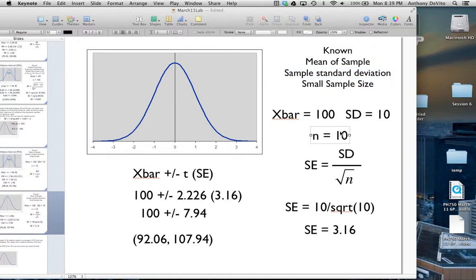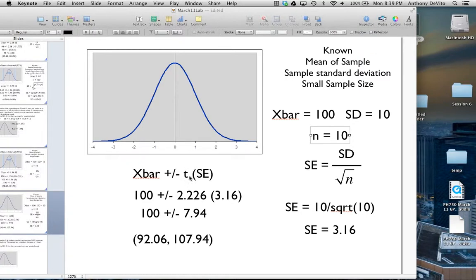In this case, the sample size is 10. Okay, so we go through the exercise we normally would. Our 95% confidence interval is going to be x bar plus or minus the z-score times the standard error. But in this case, we're not going to use the z-score.